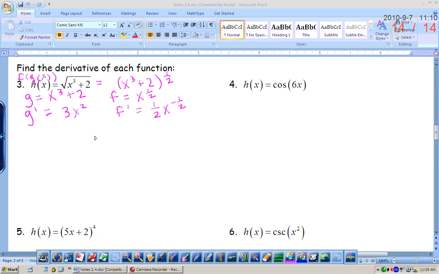Okay, so I'm looking for f prime of g times g prime. So f prime of g is going to be what? 1/2, and then the x cubed plus 2, the negative 1/2, and then times g prime is 3x squared. And we should label that as h prime because what we've done is taken the derivative of h.